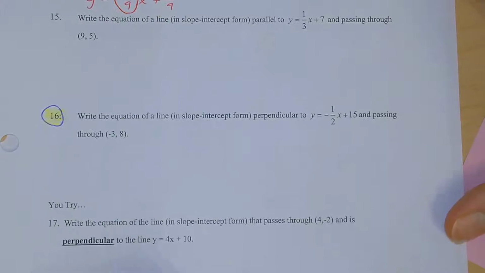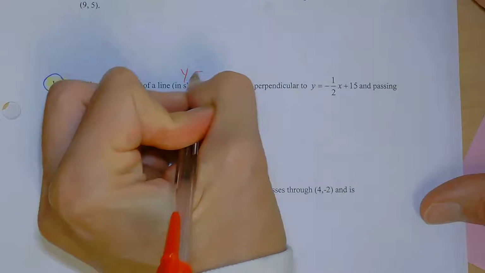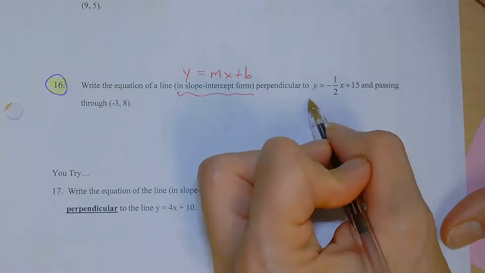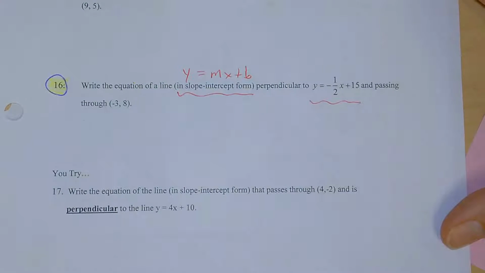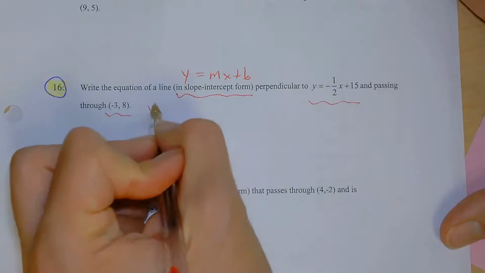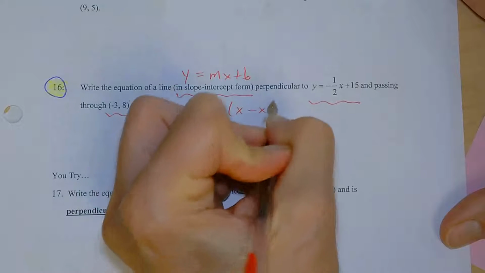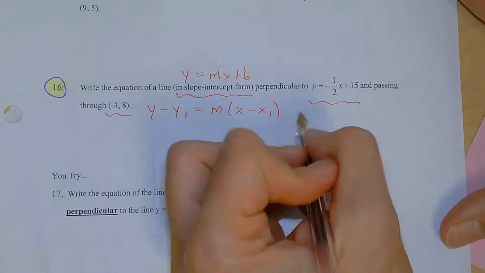Okay, now we're going to go down to 16. It's going to say, write the equation of a line in slope-intercept form, so we know it needs to look like y equals mx plus b. It needs to be perpendicular to this line, and it needs to pass through this point. So this is more of an advanced question. I'm going to start with point slope. I'm going to go ahead and write down the point slope equation because we like to use that in high school.